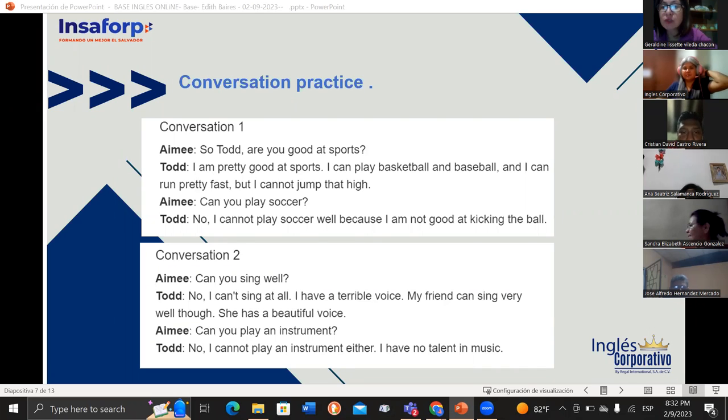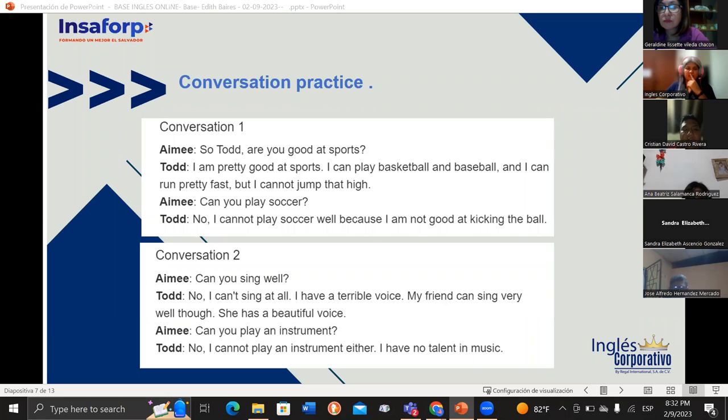Toto, are you good at sports? I am pretty good at sports. I can play basketball and baseball. I can run pretty fast, but I cannot jump that high. Can you play soccer? No, I can't play soccer well because I am not good at kicking the ball. Can you sing well? No, I can't sing at all. I have a terrible voice. My friends can sing very well.